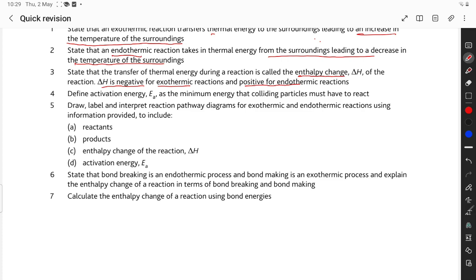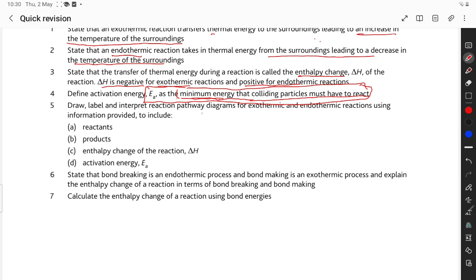Define activation energy. This is the definition, please do write it: the minimum energy that colliding particles must have to react. This is the minimum the examiner is expecting from your side. Please do learn this definition.